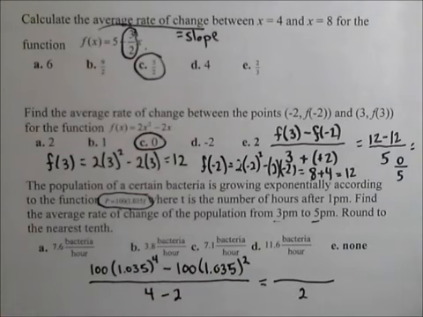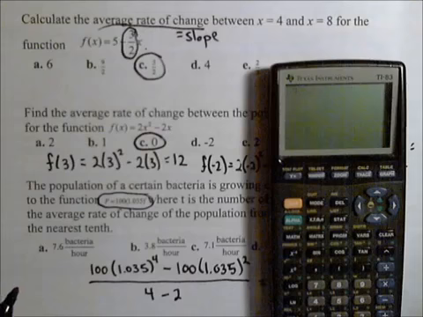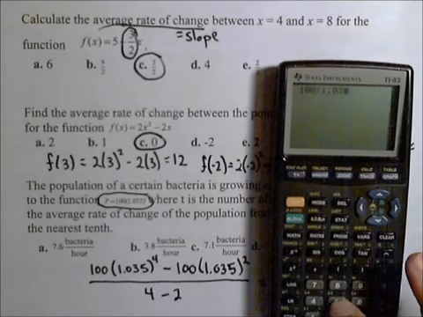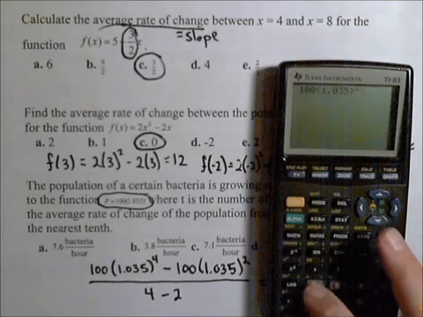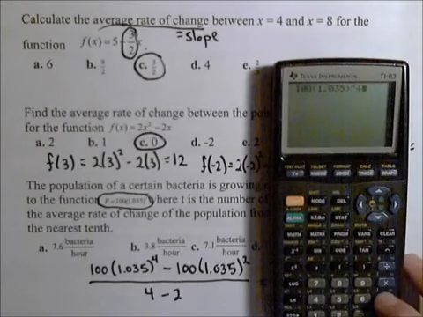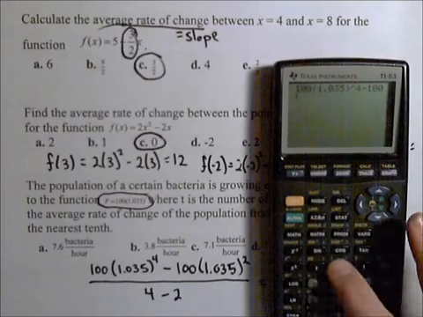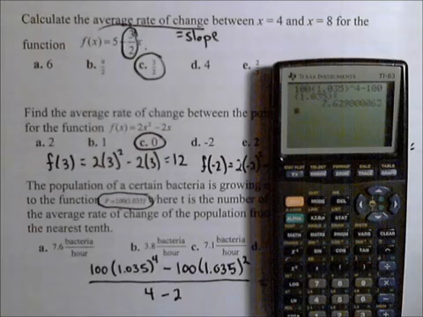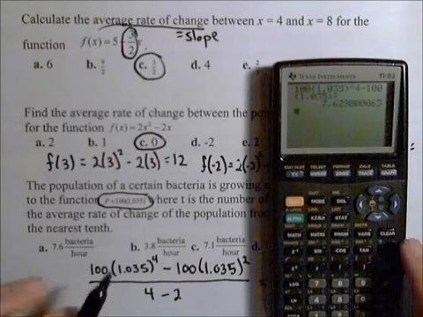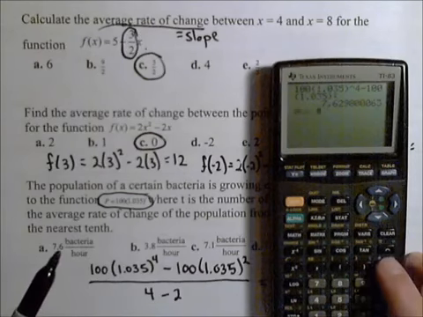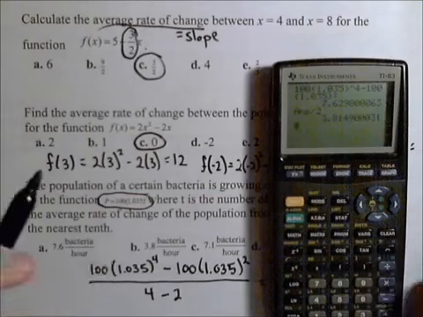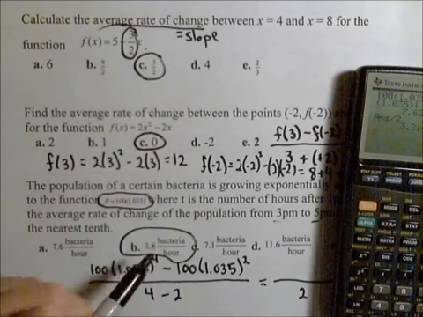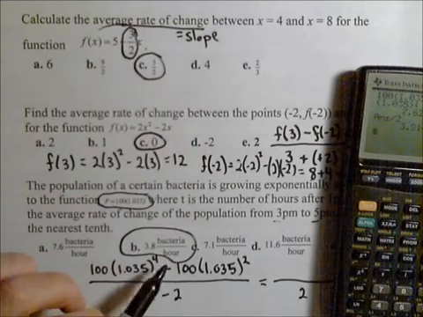Let's use our calculator to help us calculate that numerator there. So we have 100 times 1.035 raised to the 4th minus 100 times 1.035 squared. There's our change in output. Now remember, this is getting divided by 2, and we see that our answer is about 3.8. The units on it are output units per unit input, bacteria per hour.